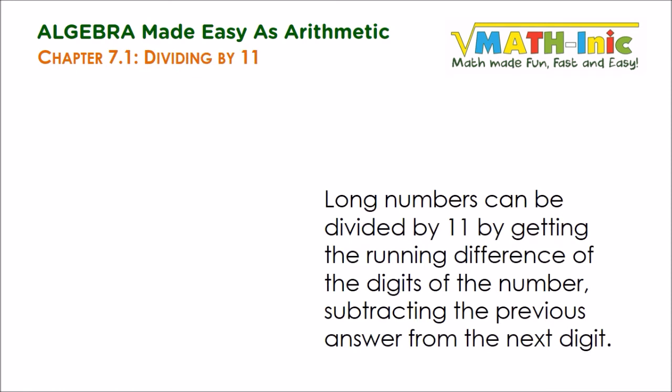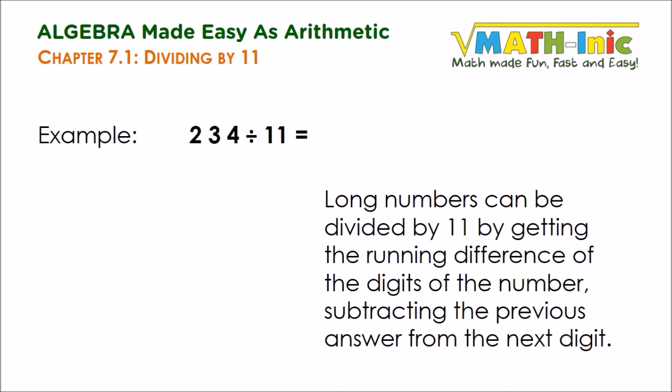Chapter 7.1 is about dividing by 11. This is very similar to dividing by 9. Long numbers can be divided by 11 by getting the running difference of the digits of the number, subtracting the previous answer from the next digit. So in dividing by 9, we were getting the running sum, but when dividing by 11, we will be getting the running difference.